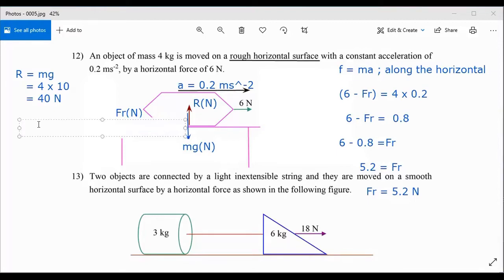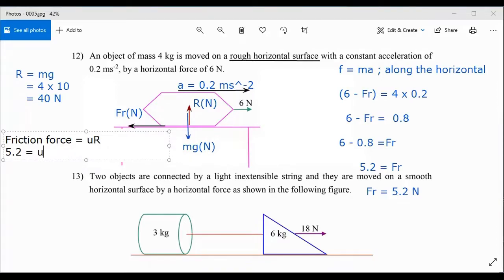Now I'm going to use the second equation for the friction force. Friction force equals mu R. I use the English letter U to indicate mu because I don't have Greek letters on this keyboard. We have already found that friction force is 5.2 Newton. Mu we don't know. R is 40. So by using this equation, we can find mu. You should use the Greek letter mu for it. Can you find the value of mu and send me your answers in the Zoom chat?